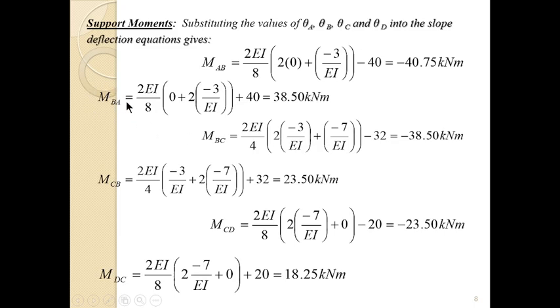And we go to MBA. This is the equation. We just substitute 0 for theta A and minus 3 over EI for theta B, and it gives us 38.5. We do the same for MBC: just substitute theta B and theta C, and it gives you this. For MCB, substitute theta B and theta C, it gives you this. And this for MCD, where this is theta C and this is theta D, which is 0. For MDC, you do the same.